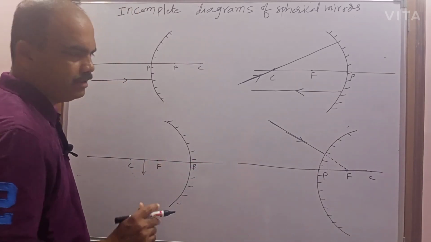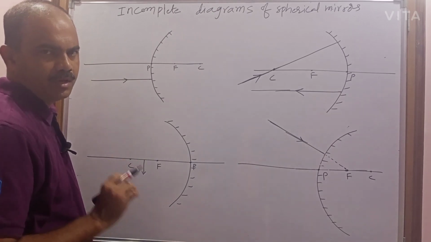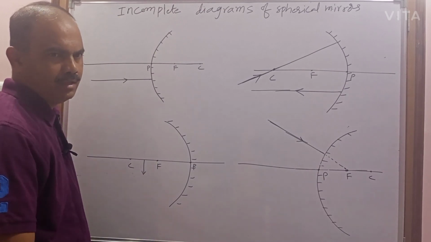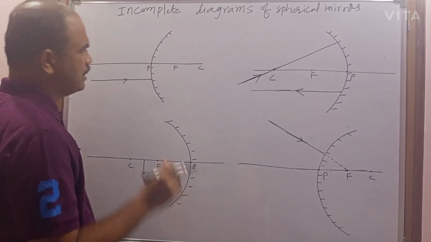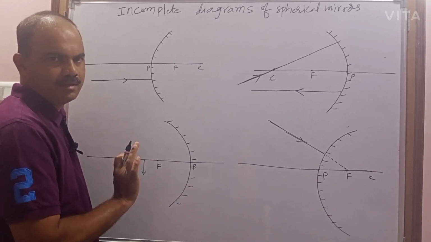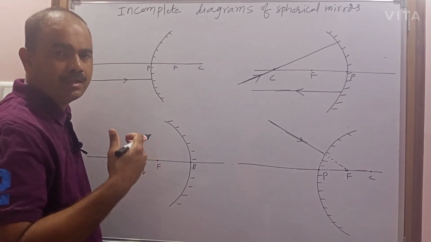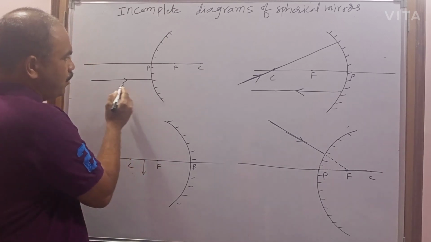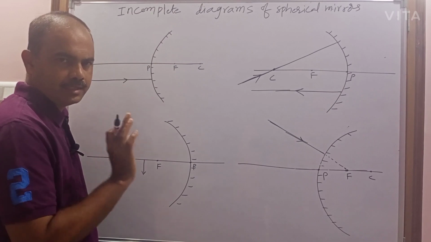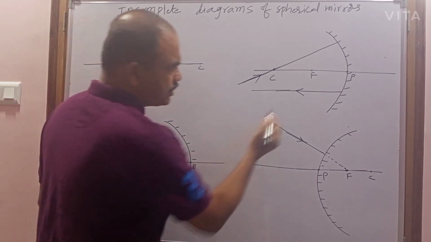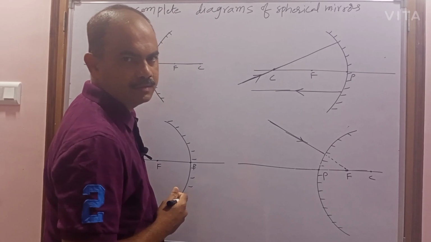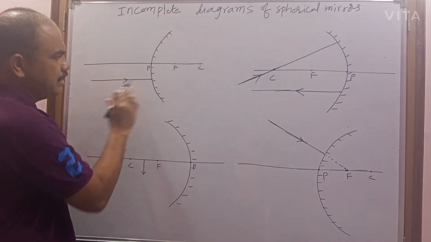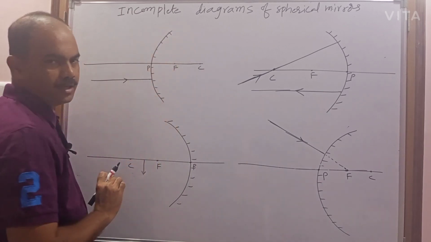What I said, first of all check whether it is a concave mirror or convex mirror. It is a convex mirror. Next, whether the incident ray or the reflected ray is given. How can you identify that? If the arrow mark is towards the mirror, that is the incident ray. If the arrow mark is away from the mirror, that is the reflected ray. Now in this diagram, the incident ray is given, and this is the convex mirror.